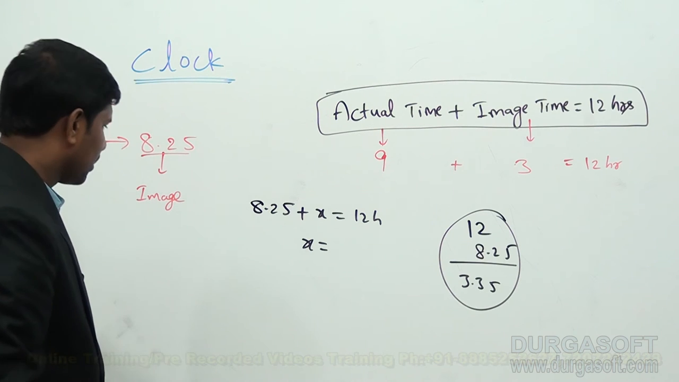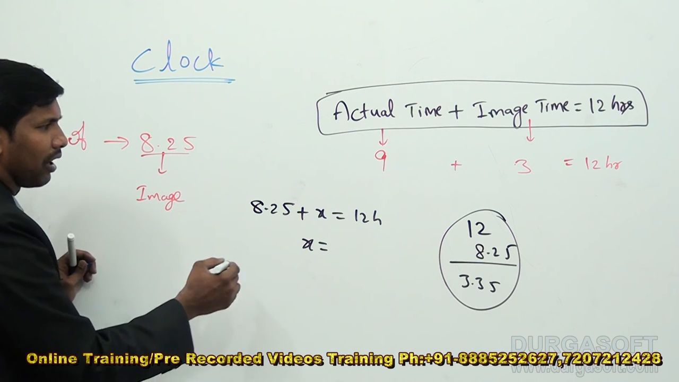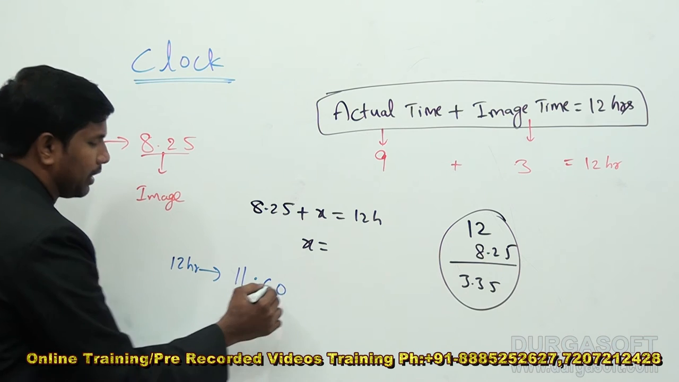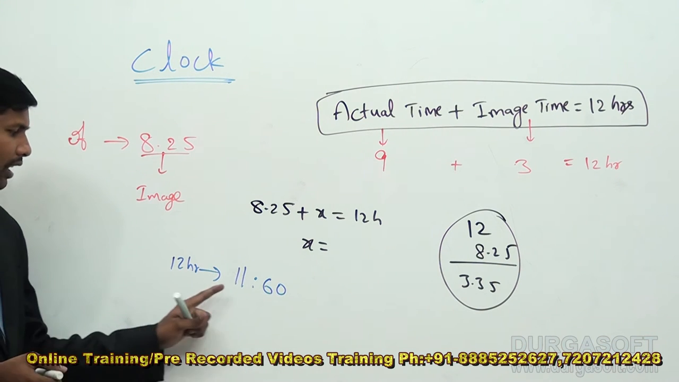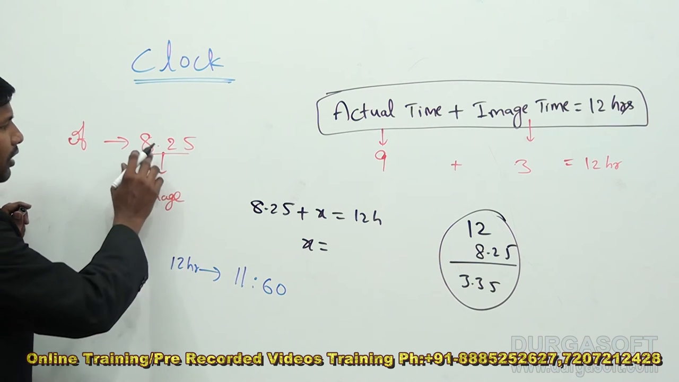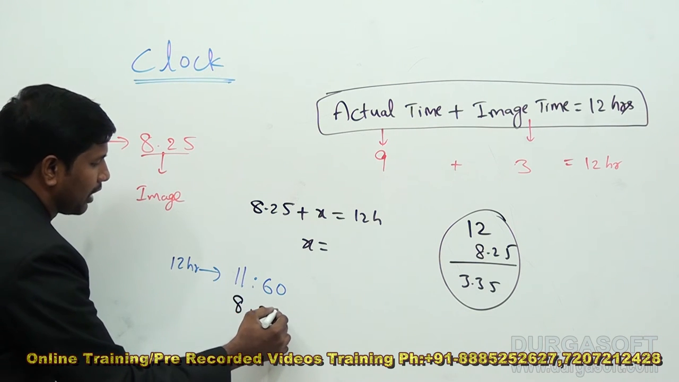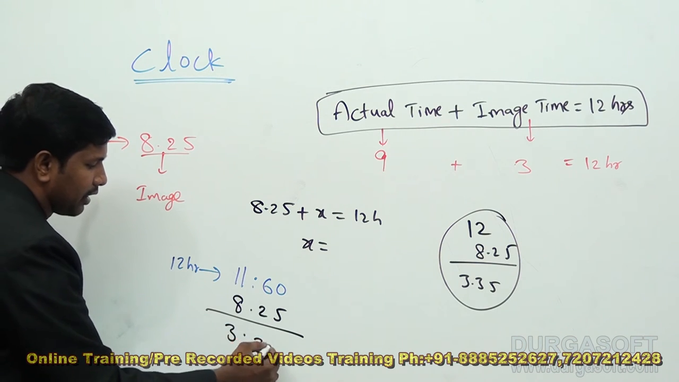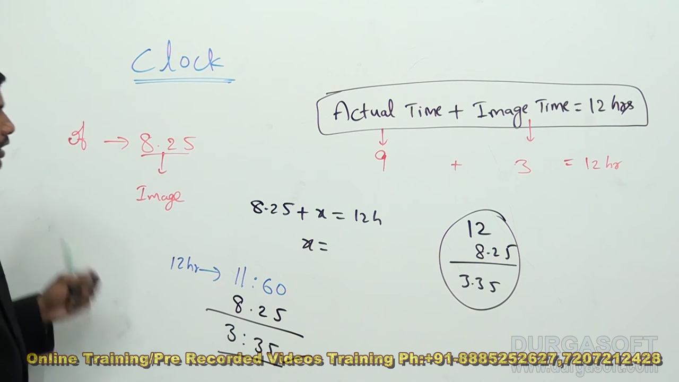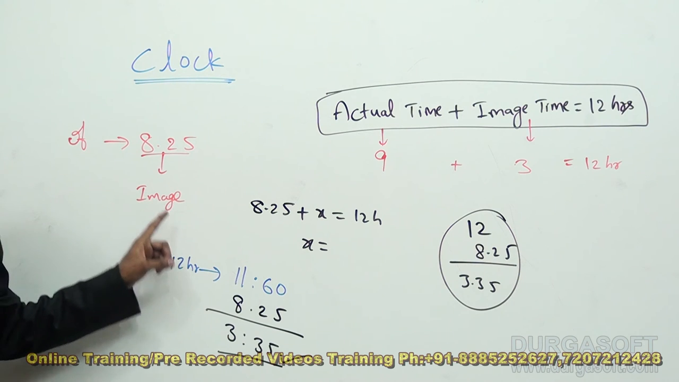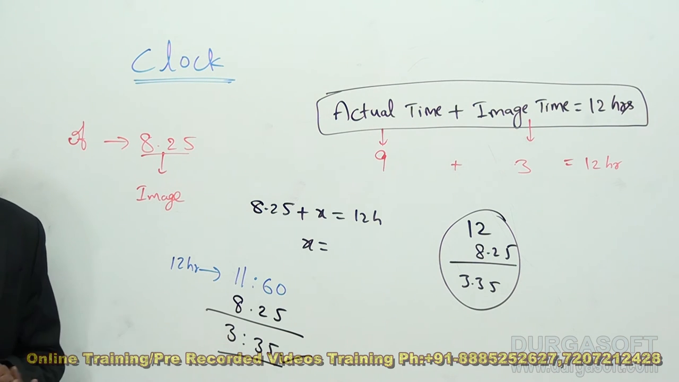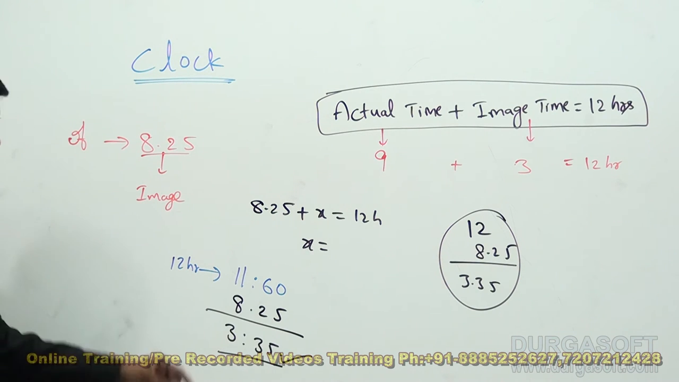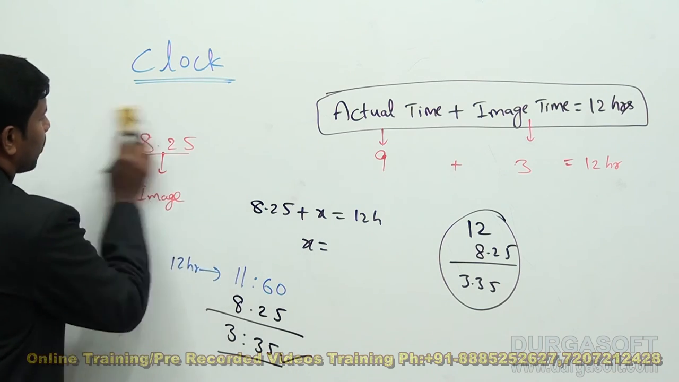If you understand this easily, no problem. If not, the simple way to get it is to write 12 hours as 11 hours 60 minutes. Now the given time is 8:25. Subtract hours from hours and minutes from minutes, so it is 3 and it is 35. So in this way you can get the answer easily. So the answer we are getting in the image is 3:35. So whenever I have a time of 8:25 in the clock, the image will show 3:35. So that is the logic we are using.